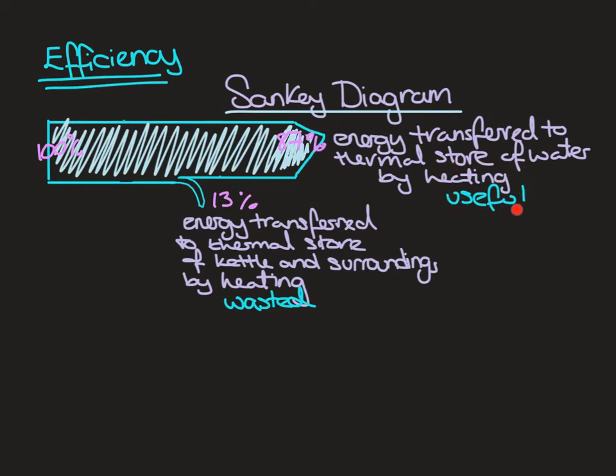And this is useful. This is what we want the kettle to do. We want the kettle to transfer energy to the thermal store of the water. So this is the useful energy stored. But down here, some of the energy was transferred to the thermal store of the kettle and the surroundings. So the kettle increased in temperature and the surroundings around the kettle increased in temperature because of this wasted energy that was transferred to it. That wasn't useful, so we refer to this as wasted energy. So 13% of the total energy we had at the beginning has actually dissipated and has been wasted into the thermal store of the surroundings.